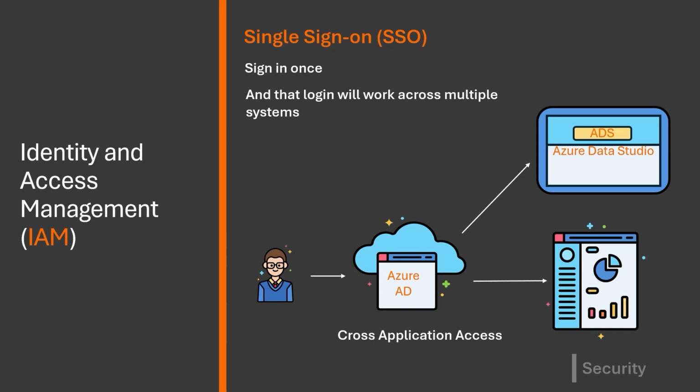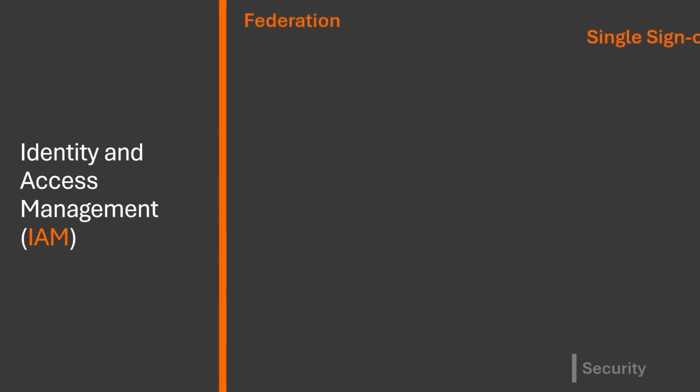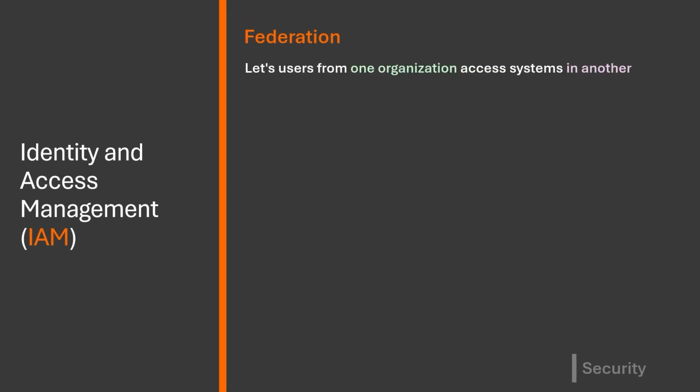Now this is great, but what happens when we work with other organizations such as vendors, partners, or subsidiaries? That's where federation comes in. Federation lets users from one organization access systems in another without creating new accounts for each system. It's the foundation of what we call Federation Identity Management, or FIM.